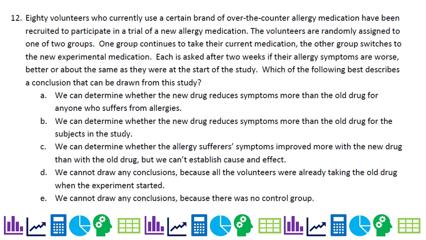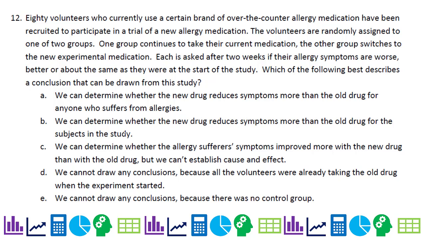Number 12, 80 volunteers who currently use a certain brand of over-the-counter allergy medication have been recruited to participate in a trial of a new allergy medication. The volunteers are randomly assigned to one of two groups. So we got random assignment, and they are volunteers. So one group continues to take their current medication. The other group switches to the new experimental medication. Each is asked after 2 weeks if their allergy symptoms are worse, better, or about the same as they were at the start of the study. Which of the following best describes a conclusion that can be drawn from this study?